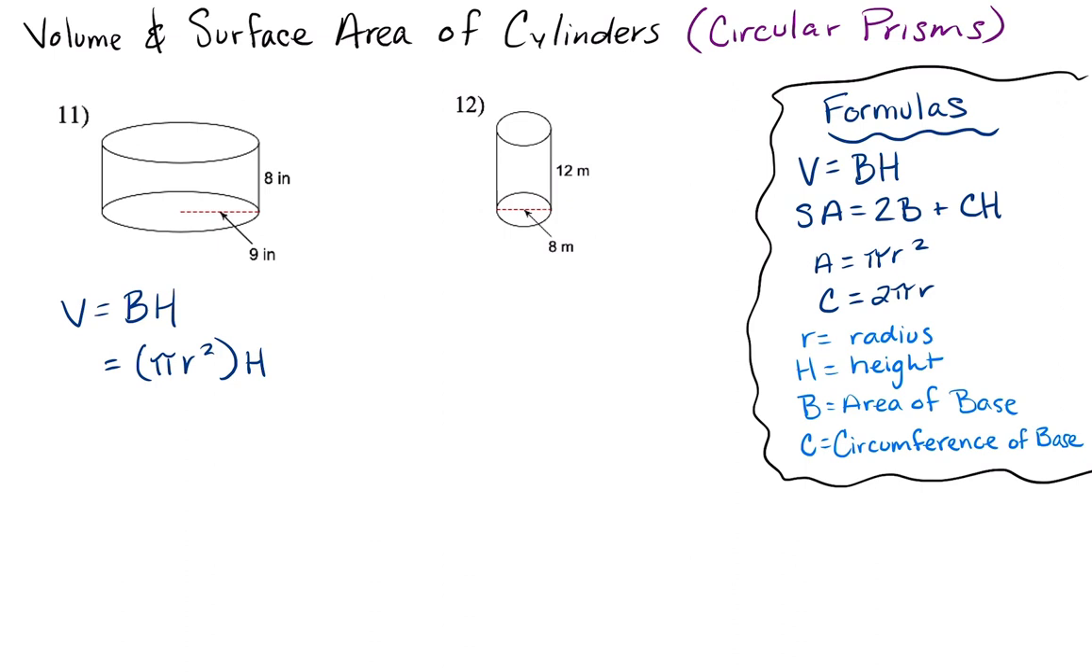Looking at our shape, we definitely need to define what r is and what h is. R is going to be this red line in the middle of the circle. This 9 is going to represent the radius. And the height is going to be this 8 inches. It's the distance between the two identical circles that we have.